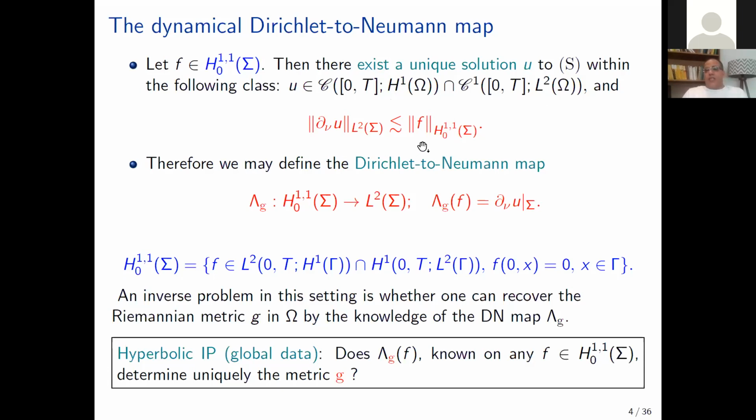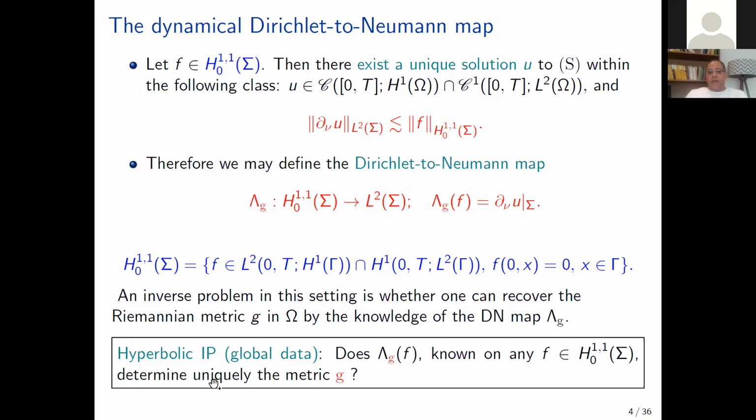Therefore, we may define the Dirichlet-to-Neumann map as following. For any boundary condition f, we solve the system, then we have a unique solution, then we consider the normal derivative of the solution measured on the boundary Sigma, or the flux of the solution measured on Sigma. Of course, the Dirichlet-to-Neumann map is linear, and thanks to this inequality, the Dirichlet-to-Neumann map is a bounded operator from H^1 to L^2.